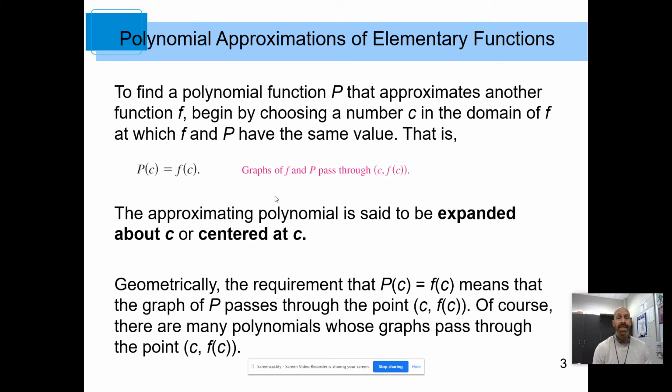So this c value is very important, and we'll need to worry about that because that's what's going to differentiate a Maclaurin and a Taylor polynomial. Geometrically, the requirement that p of c equals f of c means that the graph of p passes through the point c, f of c. Of course, there are many polynomials whose graph pass through c, f of c.